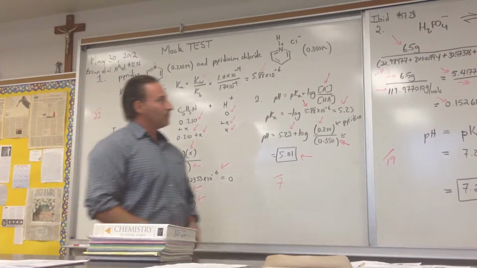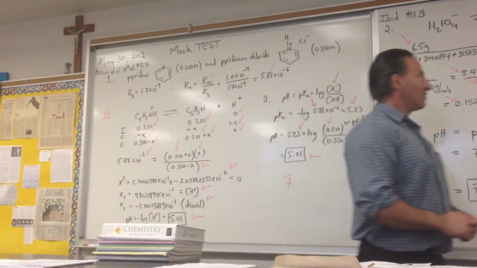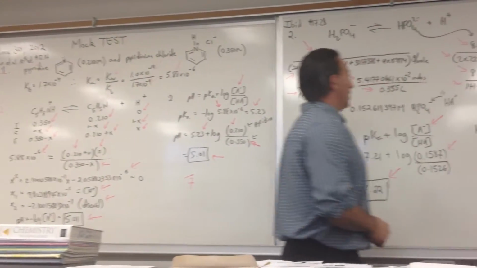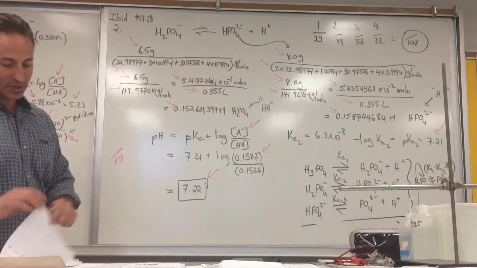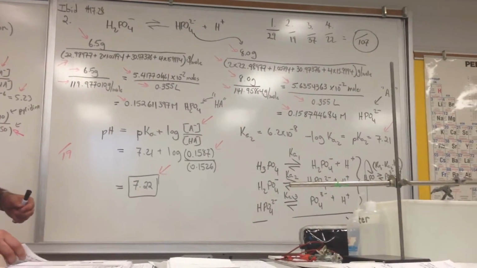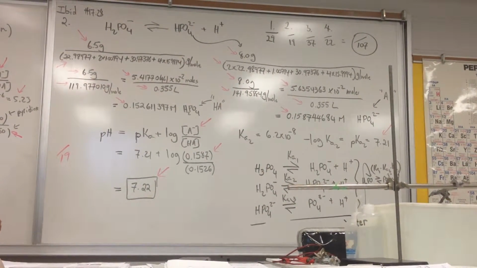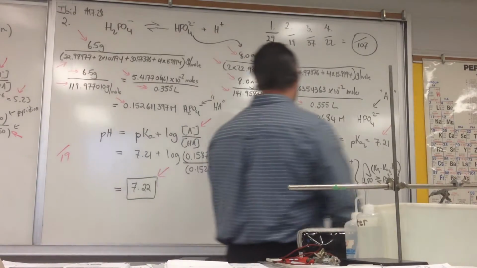In the next problem, which is from number 28 of chapter 17, you're asked to solve for the pH of a solution that is composed of 6.5 grams of sodium dihydrogen phosphate and 8 grams of sodium hydrogen phosphate, the disodium monohydrogen phosphate. So I set it up as though it was a weak acid. It is basically the second dissociation of phosphoric acid.